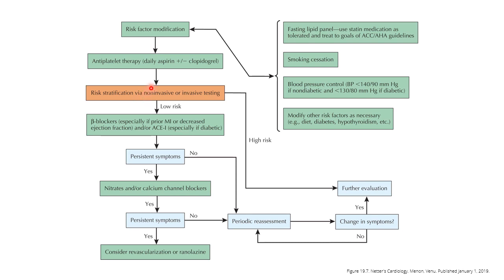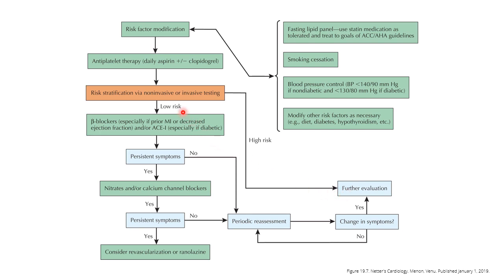So we can order stress testing where the patient will run at a treadmill, and while the patient is running at the treadmill, an echocardiogram is being performed simultaneously or an ECG is being performed simultaneously. Or this can be an invasive test where we insert nuclear isotopes with the patient, and those nuclear isotopes will find their way to the heart, and we measure the level of radiation emitted by the heart. Okay, that will tell us the functional capacity of the heart. So if we determine them to be high risk, we go with further evaluation.